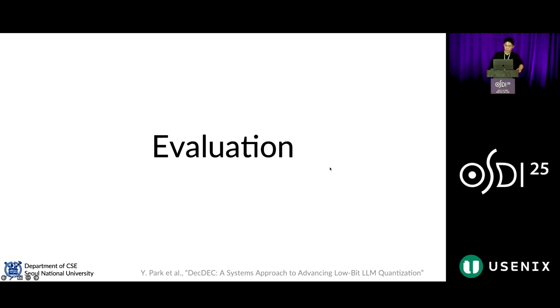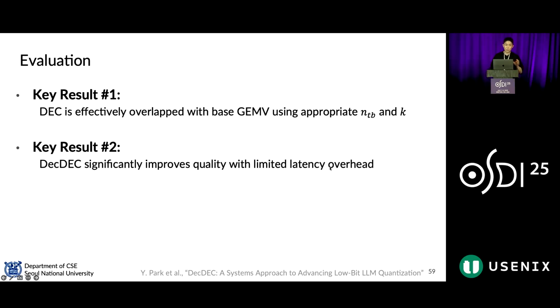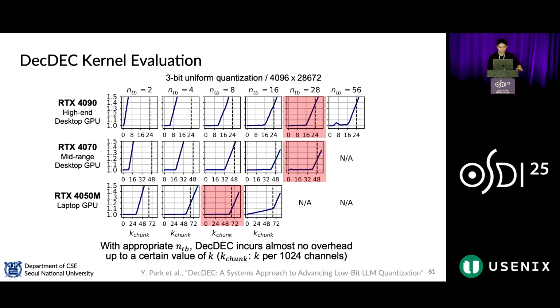Now let's move on to the results. There are 2 key results. First, I will show how well the kernel is implemented. As long as NTB and K are properly set, DEC overlaps perfectly with the base GEMV. We ran experiments on 3 different consumer-grade GPUs. What we measured is how much slower the kernel becomes when adding DEC on top of the base GEMV.